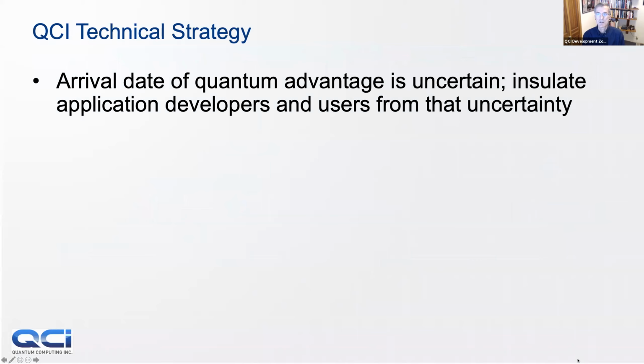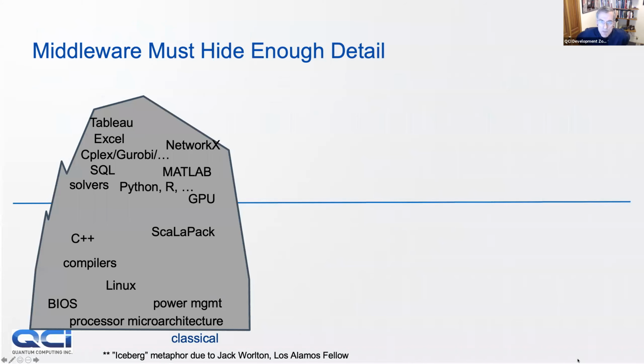So the first leg of our technical strategy is that the arrival date of quantum advantage is uncertain. We need to insulate application developers and users from that uncertainty and effectively bring that forward. Next thing is that middleware and/or applications must hide enough detail about the computer for people to get work done. And in the classical world, it's easy to lose track of how much stuff there is down there that, if I'm an application developer, I can remain blissfully ignorant about.